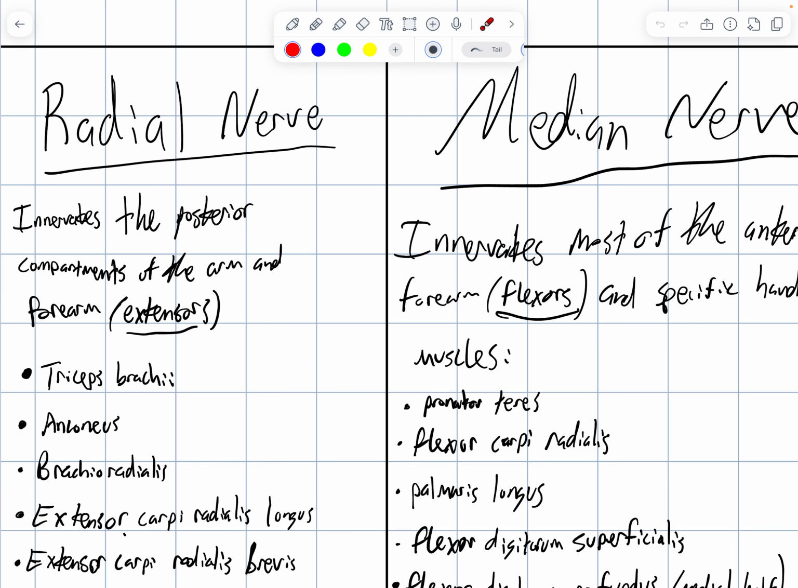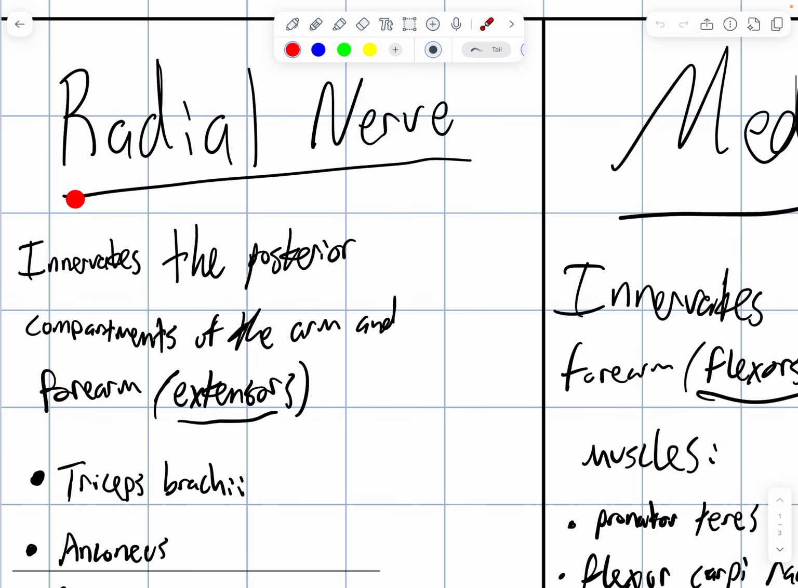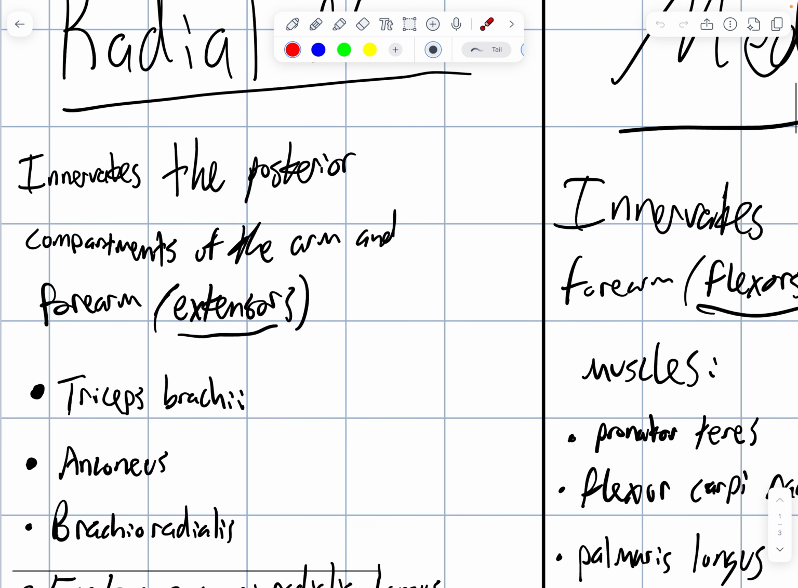All right, now let's get into these nerves. This kind of helps remember which muscles are innervated by what nerves, because it can be a lot and confusing. So it's best if you organize them, I think. So starting with the radial nerve.